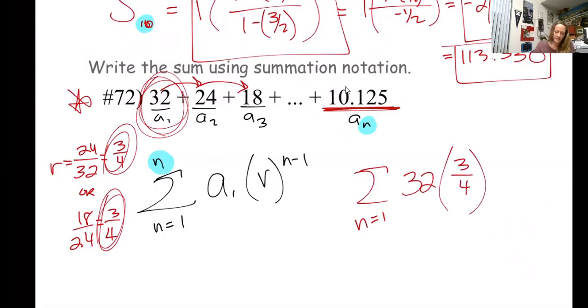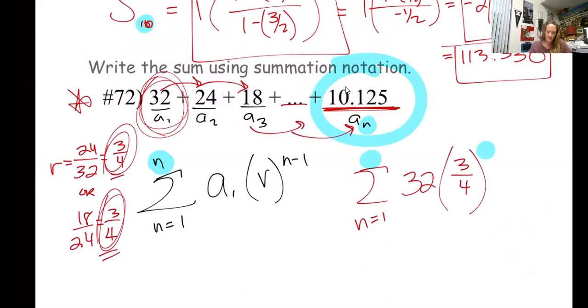Raised to the, okay, now it's time for me to actually figure out who is this n? How high do I go to get to that 10.125? Well, some of you are like, I can go on my calculator and I can do 18 times 3/4, which is 0.75. I can say, okay, well, that's 13.5. That doesn't work. Times 3/4, 0.75. Aha! I've figured it out. By continuing on the 3/4 pattern in my calculator, I only needed to go twice.